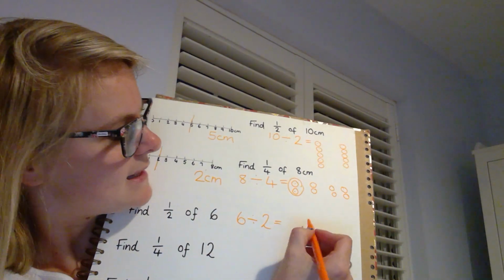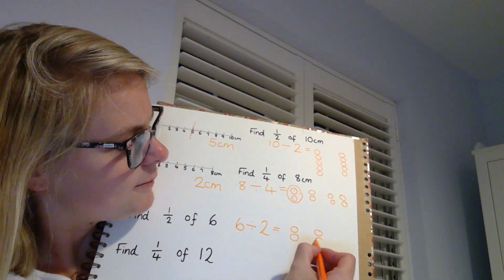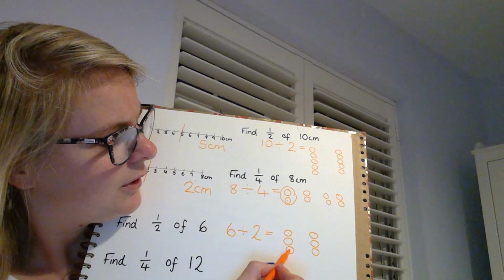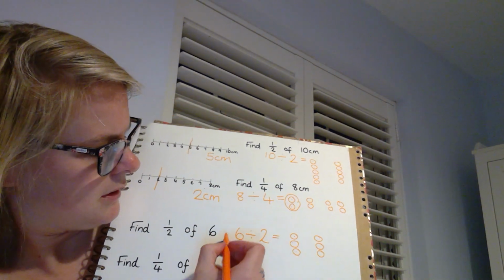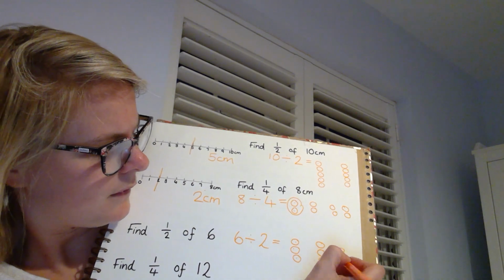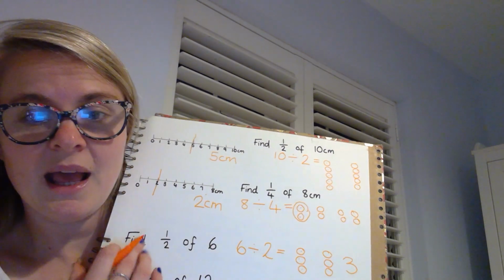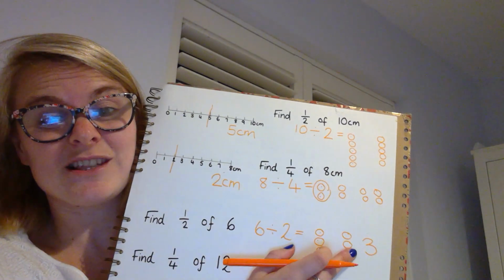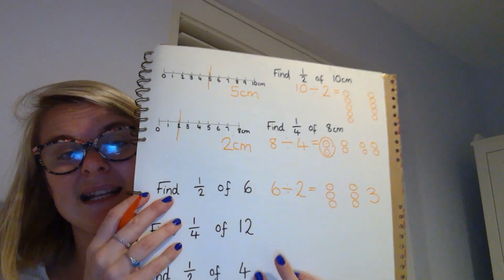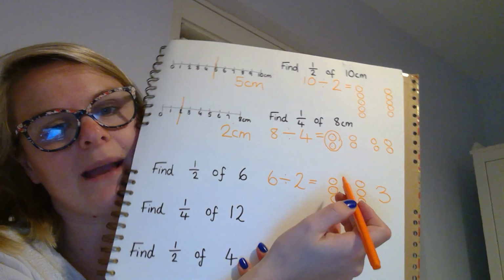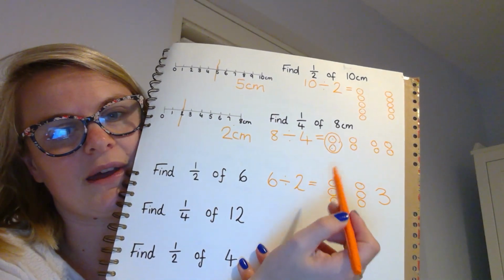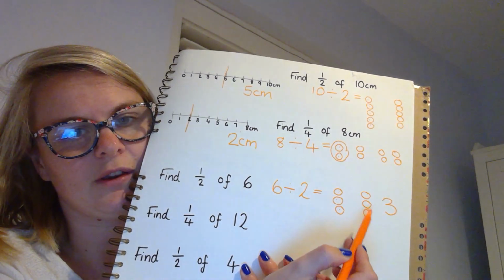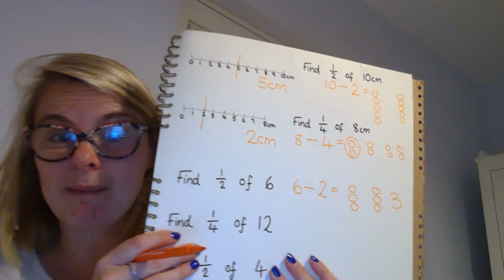So if I share out my 6 counters into 2 groups, I can see I've got 1, 2, 3 as my answer. So 6 divided by 2 is 3. So half of 6 is 3. It's really, really simple. And I can see that because, if this was a shape, I can see that I've got 6 altogether and when I halve it, I've got equal 1, 2, 3, 1, 2, 3 in each half. So I know I'm correct with my maths.